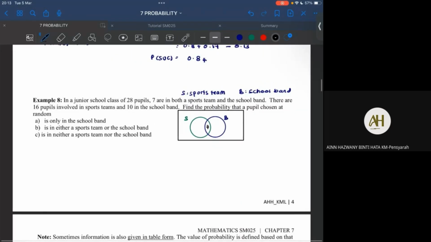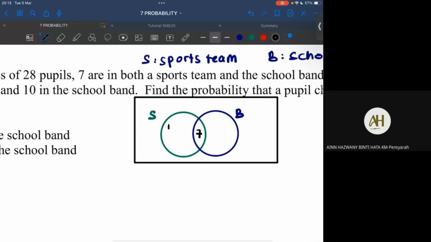Okay. There are 16 pupils involved in sports team. Okay. 16 in sports team. Semua ini yang hijau ialah 16. So, apakah nilai yang dekat sini? Kita kena tolakkan lah. Ini 16 minus 7, which is di sini nilai dia ialah 9.